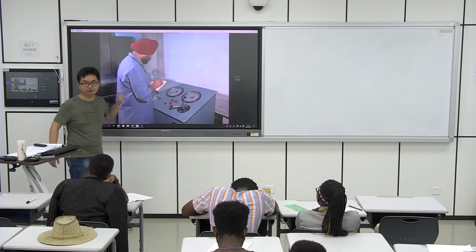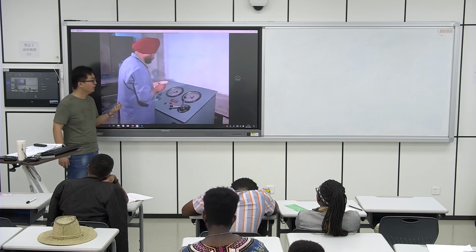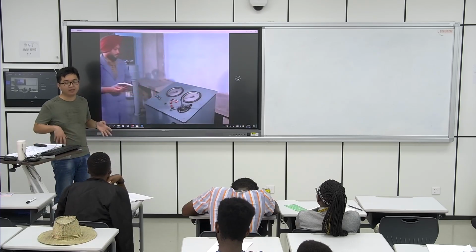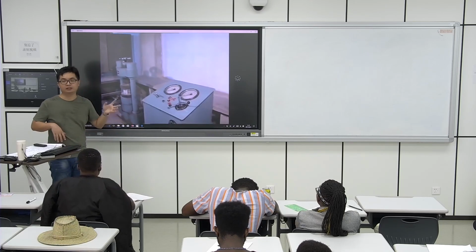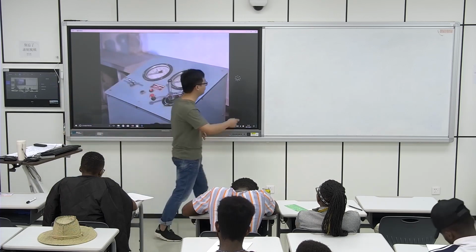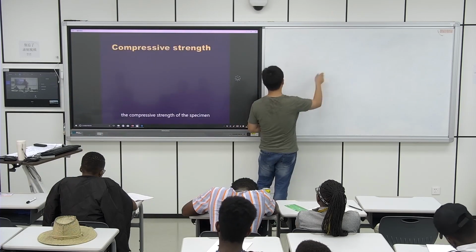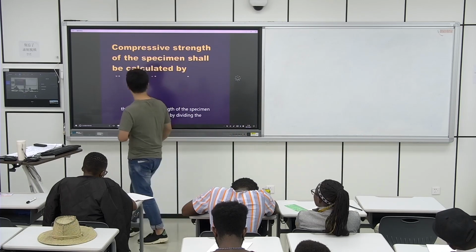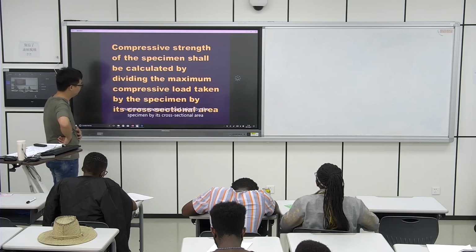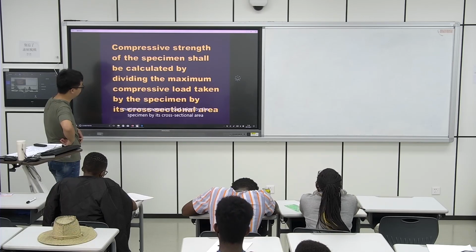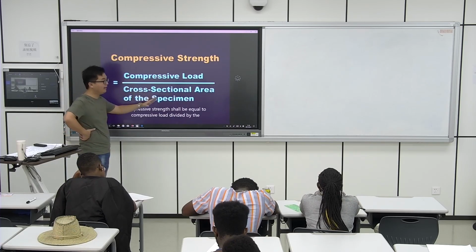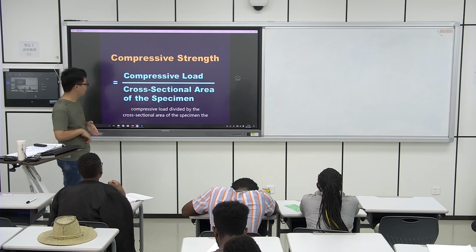And because this is just one specimen, he should have lots of sample specimens, use the machine to do the test, collect the data and then draw the distribution curve. The compressive strength of the specimen shall be calculated by dividing the maximum compressive load taken by the specimen by its cross-sectional area. Compressive strength shall be equal to compressive load divided by the cross-sectional area of the specimen.